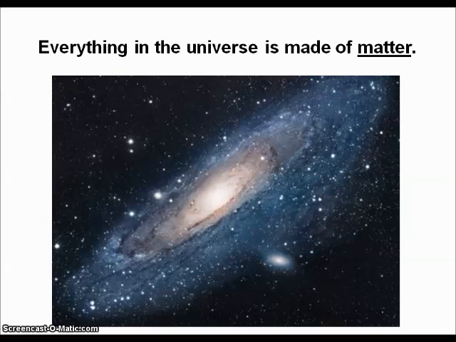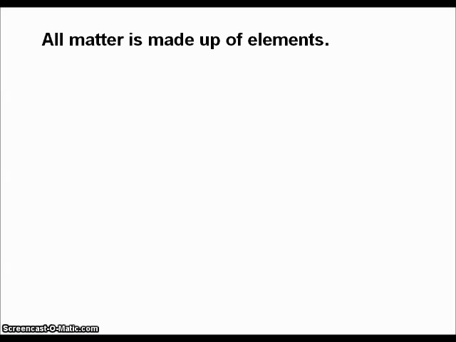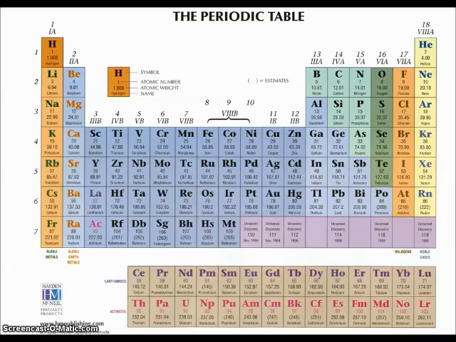And that everything includes living things. So what is matter? Well, matter is made up of elements. And in fact, if you were to look at all of the elements that we've discovered so far in the world, it would make up the periodic table. So everything that is on the planet, living and non-living, is made up of a variation of these elements.